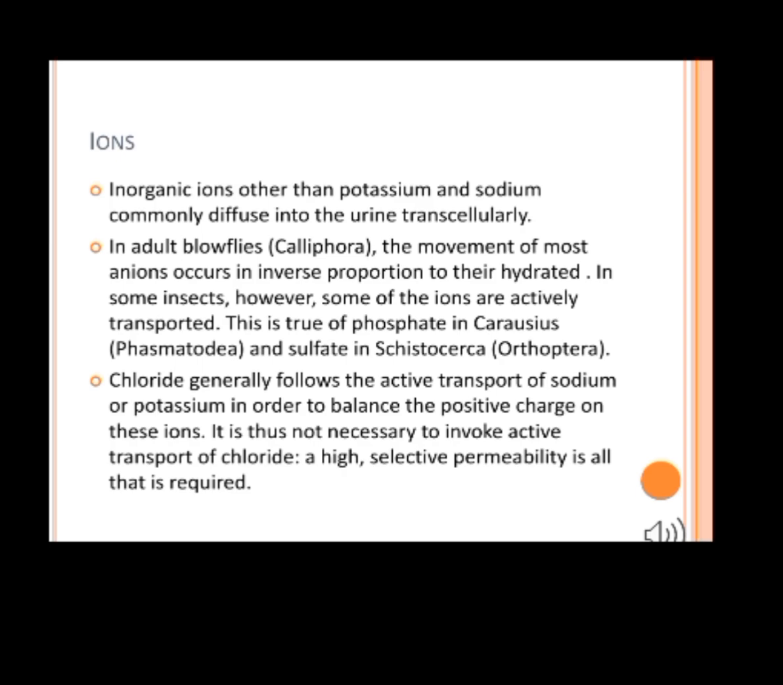However, some of the ions are actively transported, and this has been true for phosphate in Caraceus and sulfate in Schistothera. Chloride generally follows the active transport of sodium or potassium to maintain electroneutrality and ensure the charge balance in the insects.